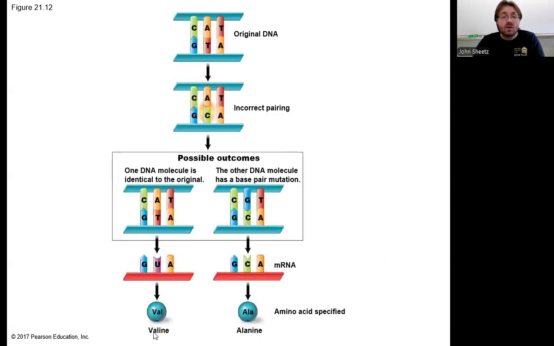For reference, here we have the original DNA and then an incorrect pairing on the DNA. This gives us two possible outcomes, because they no longer match. One DNA is identical to the parent, so it's going to code the same as the parent would. It's going to code for valine. The other strand of DNA no longer matches the parent, and so it's coding for a completely different amino acid, alanine.